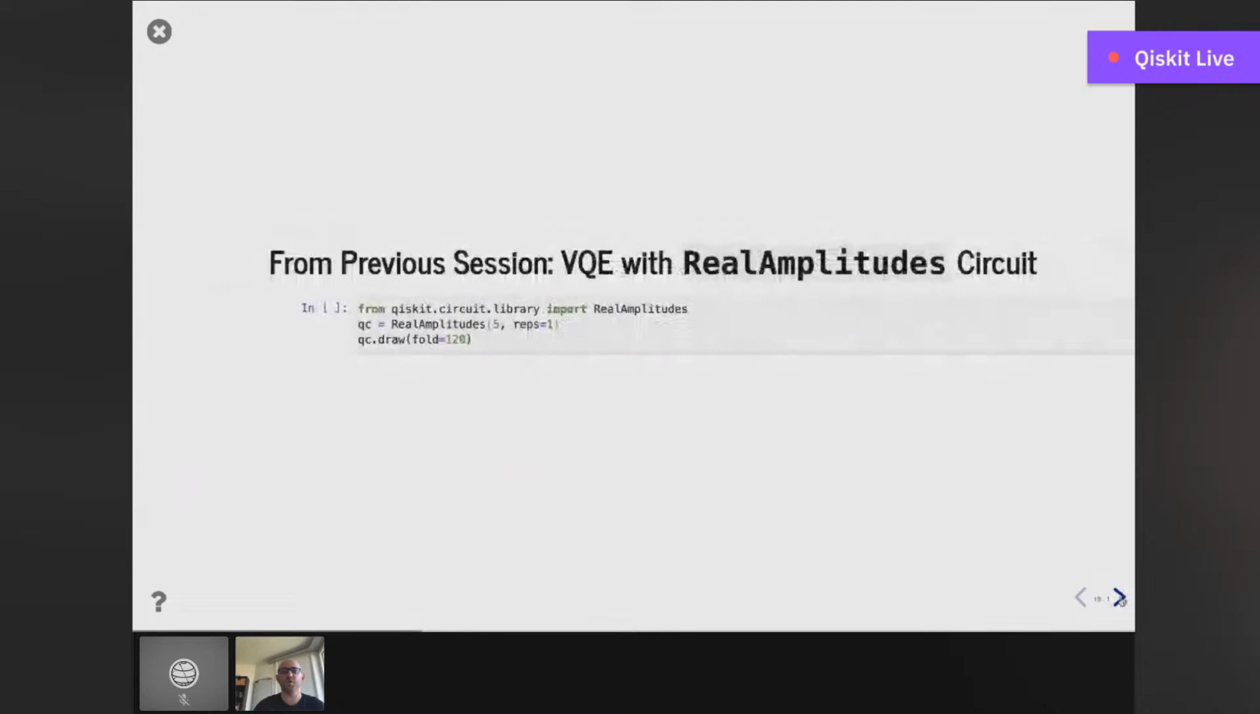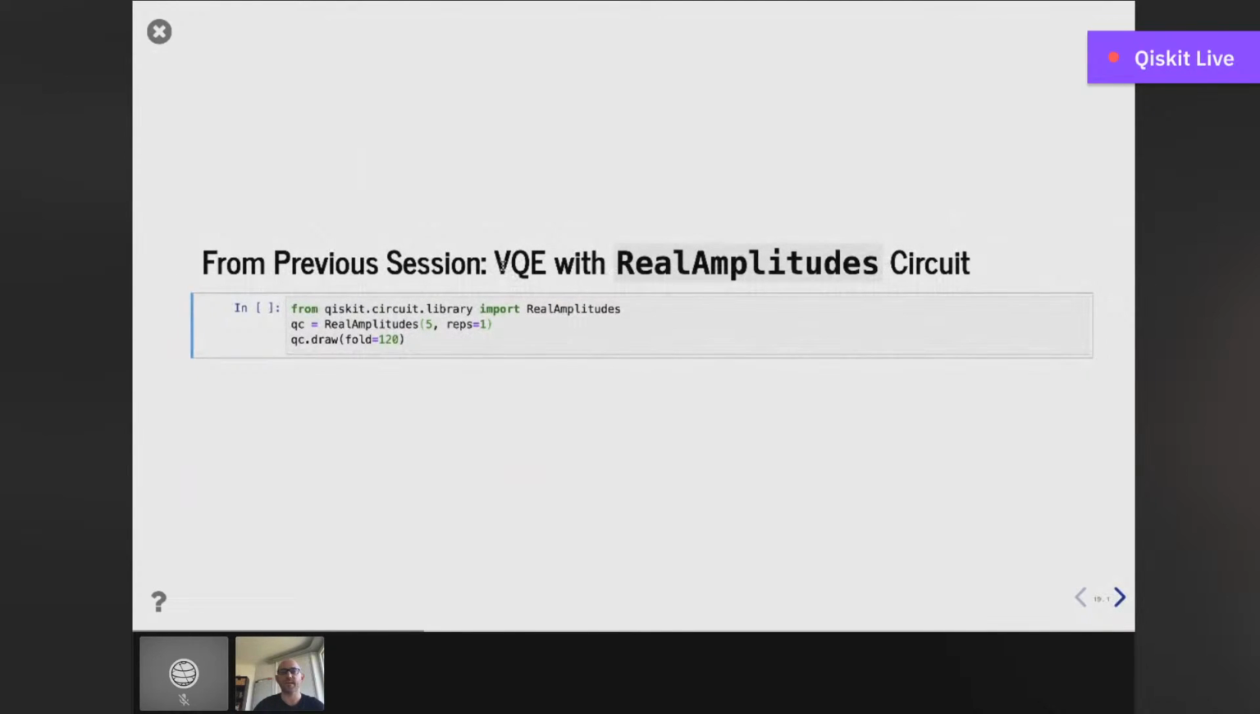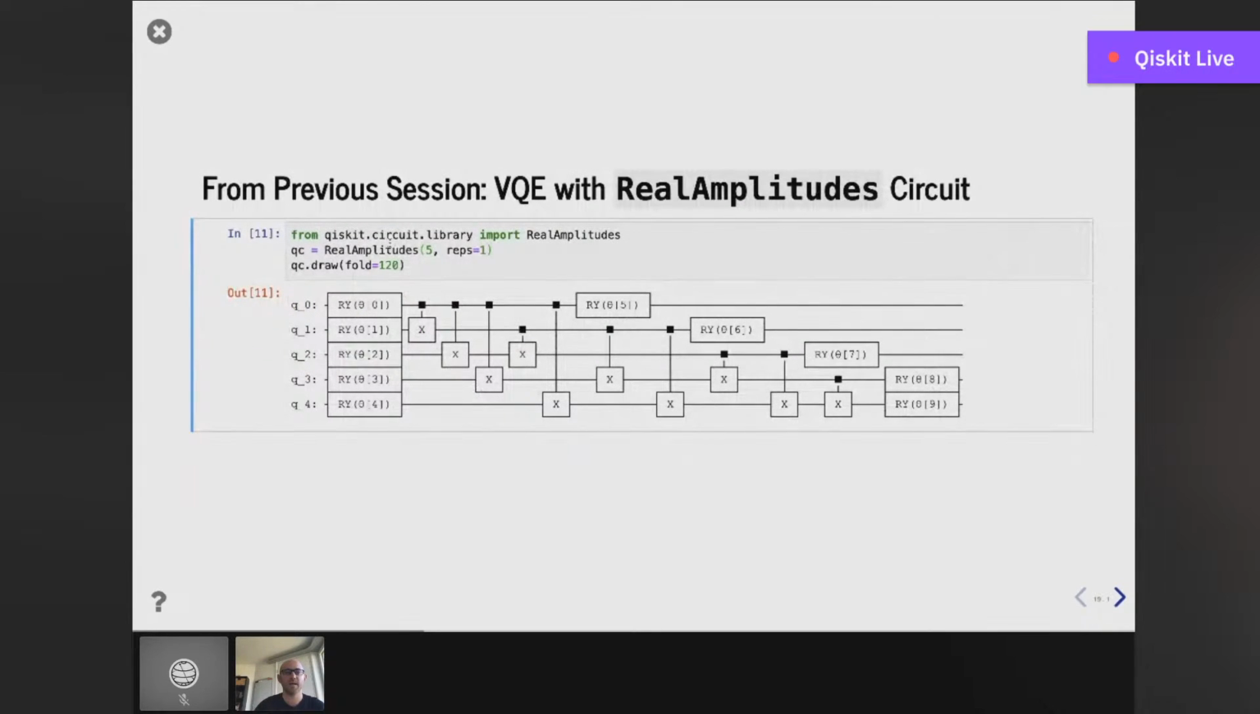And maybe you have joined the previous session 2 weeks ago by Julien. He introduced the variational quantum eigensolver using the real amplitude circuit. This is a circuit coming from the Qiskit circuit library, and we can show this. So here you see a set of single qubit rotations, which are parameterized, and those are some of the parameters we'll optimize. Then you have a set of entangling gates, so 2-qubit gates that entangle different qubits. Then you have another layer of single-qubit rotations that are parameterized. So in this example, we have 10 parameters that we are searching over.